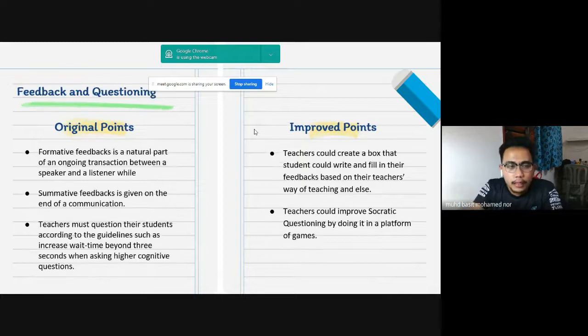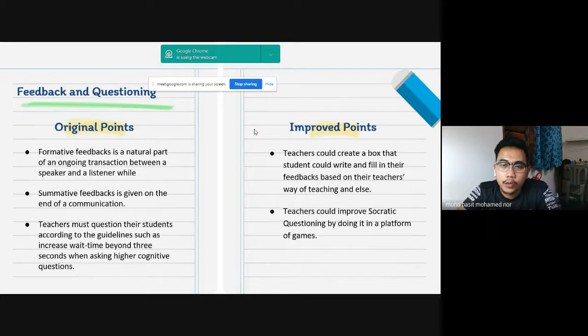The last one is the feedback and questioning. My original points are that formative feedback is a natural part of an ongoing transaction between a speaker and a listener, and summative feedback is given at the end of a communication. And for the questioning part, teachers must question their students according to the guidelines, such as increasing wait time beyond 3 seconds when asking higher cognitive questions.